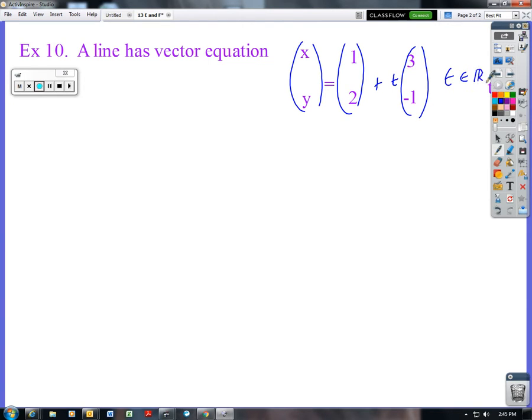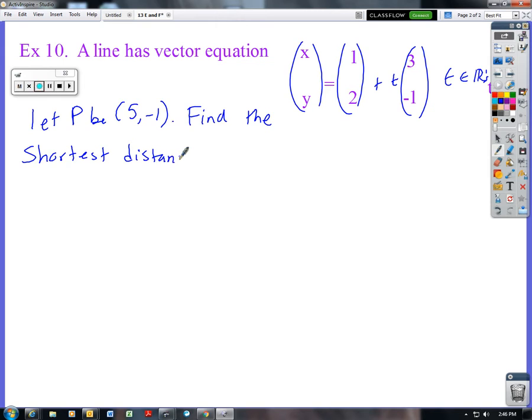Okay, so they give us this vector equation, and it says let P be the point (0.5, -1), and they want to find the shortest distance from P to the line. Okay, so that's the problem. And this is in 2 dimensions.